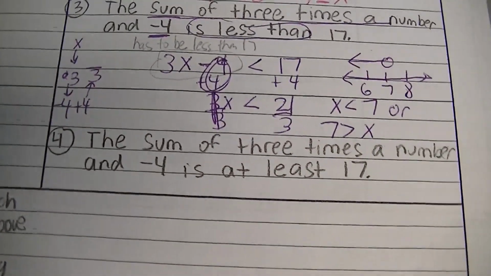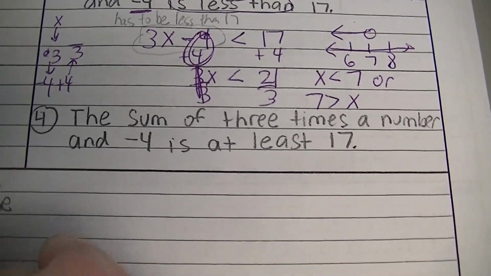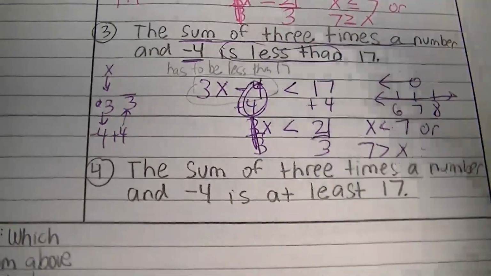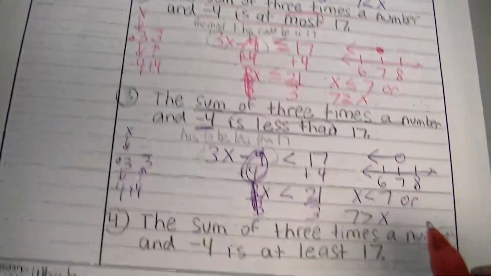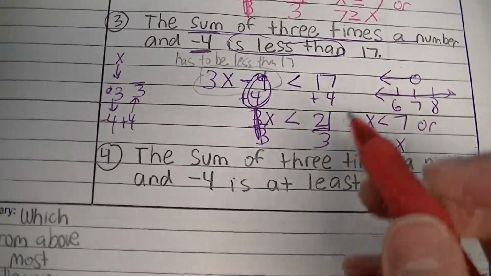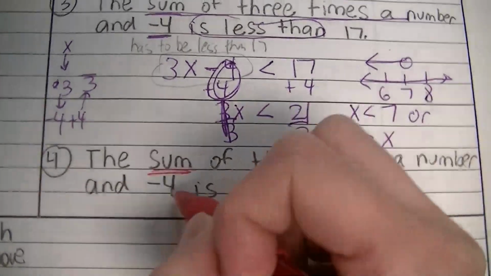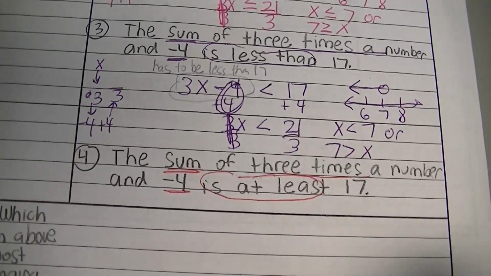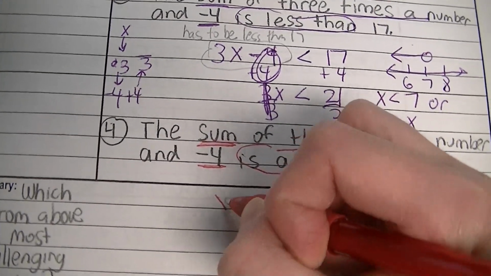Okay, you should try this one on your own to get your practice in. The sum of 3 times the number and -4 is at least 17. So we already defined the variable right up there. So we're just going to circle and underline keywords and phrases. So sum, I know I have to add something. 3 times the number and -4 is at least 17. So let's go ahead and build around our variable.